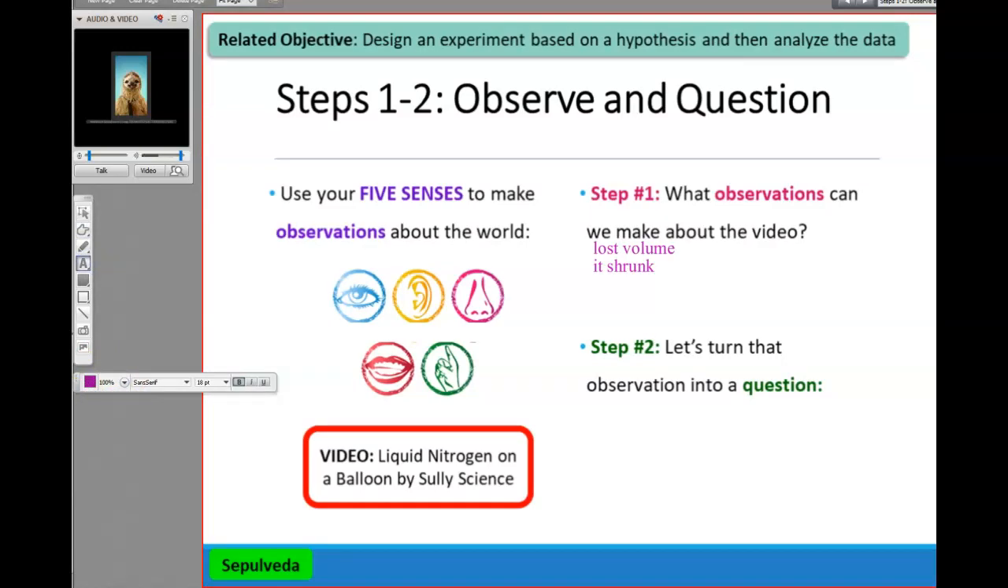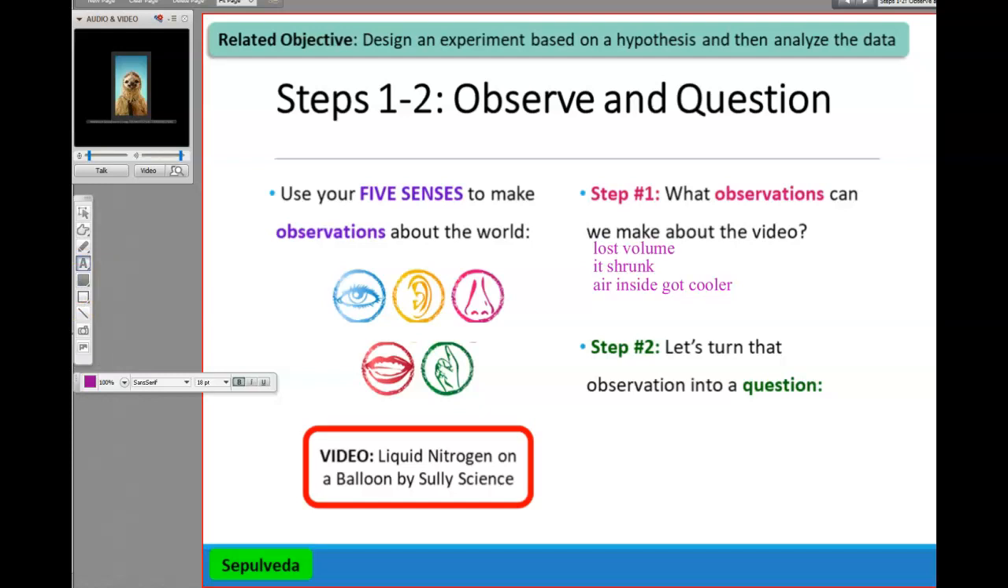Air inside got cooler. Excellent. What else did you notice? And then it went back to its regular size after it got warmer. Okay. Good. Good. Warmer. All right, excellent job. These are very good observations, and that's absolutely right.